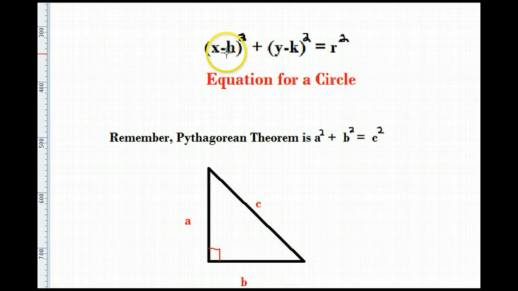And so as you see, if you look at this equation for a circle, it looks very similar, right? It's something squared plus something squared equals r squared. So we're going to look for a second at how we get from the Pythagorean theorem to this equation for a circle, which is very similar.